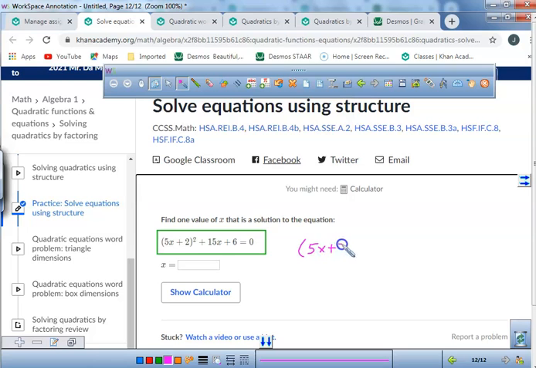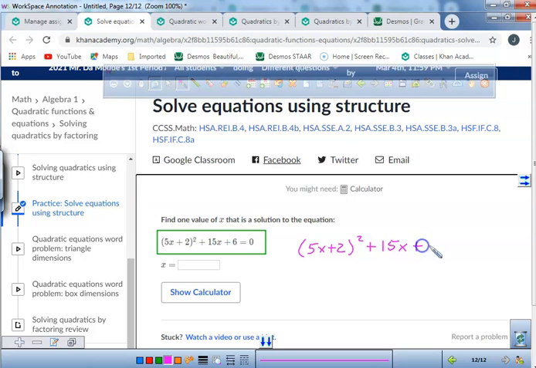(5x + 2)² + 15x + 6 = 0. Now, what letter would you guys prefer? A, P, M, A, B, whatever. I don't like L's. I don't like G. Okay, we'll do a G. All right, we'll do a G.